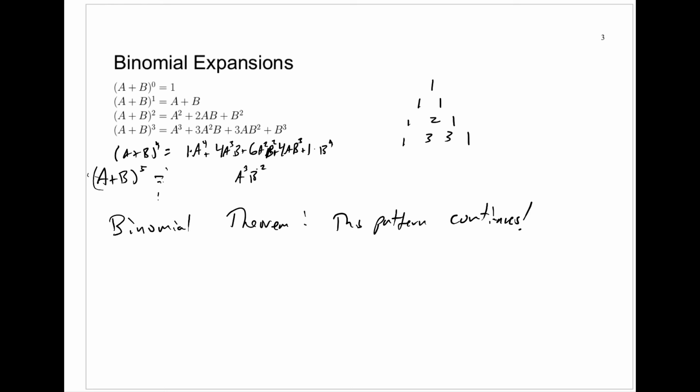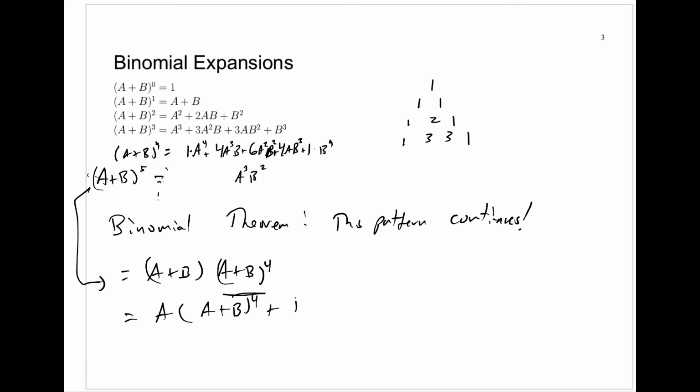Here's one of the terms that has a total power of 5, the one with 3 A's and 2 B's. You might ask, how do I get a term that looks like A cubed B squared when I multiply A plus B times A plus B all to the 4th power? And this, of course, is that previous row. Well, if I take that previous row and multiply by A plus B, it's like multiplying by A and adding what you get when you multiply by B.